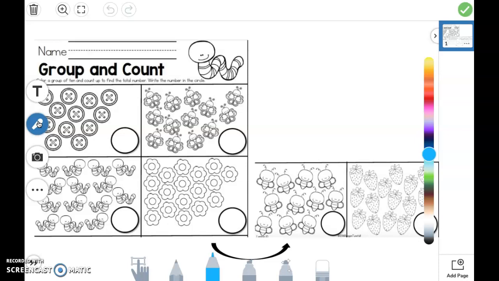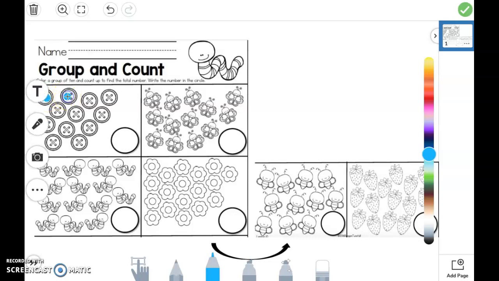And the directions are: color a group of 10 and count up to find the total number. Write the number in the circle. So I'm going to take my marker, and those buttons are a little small, so I'm going to take the medium size, and instead of coloring them, I'm just going to put a dot on them.